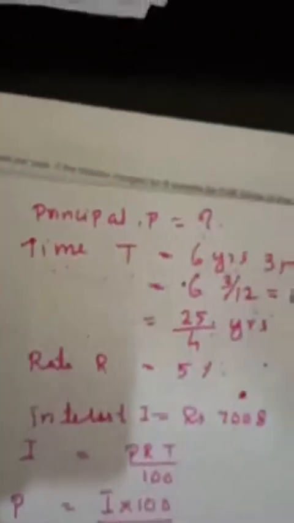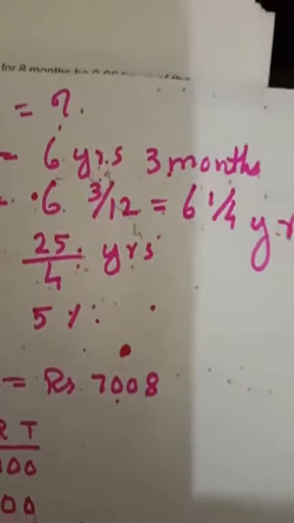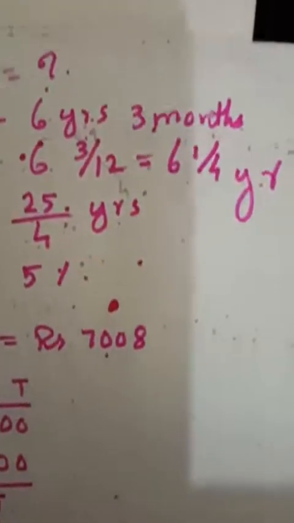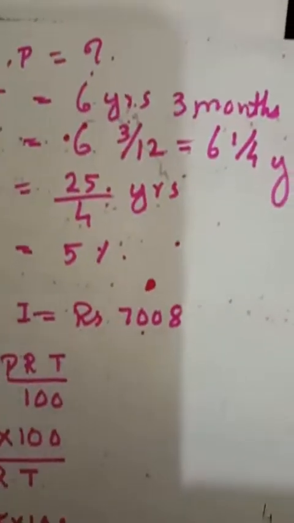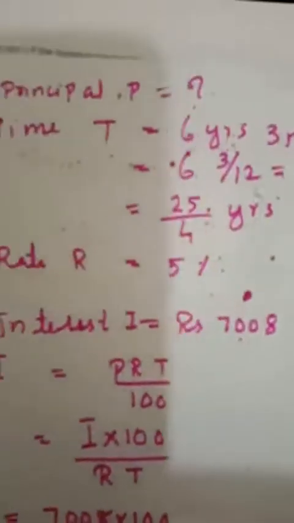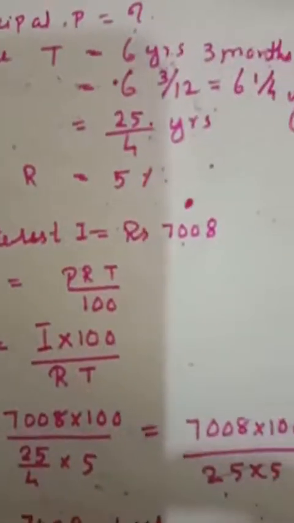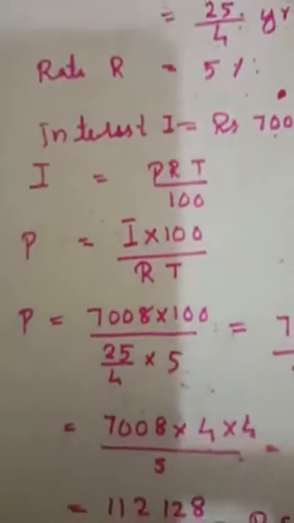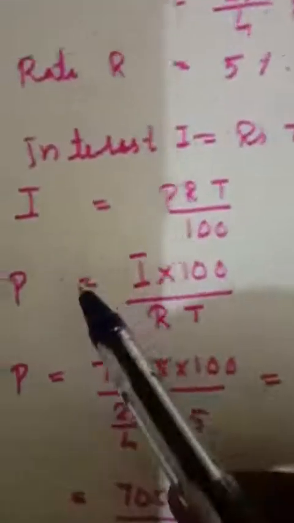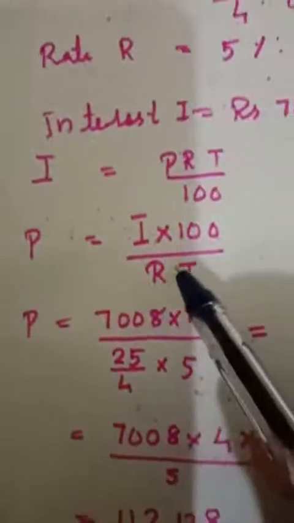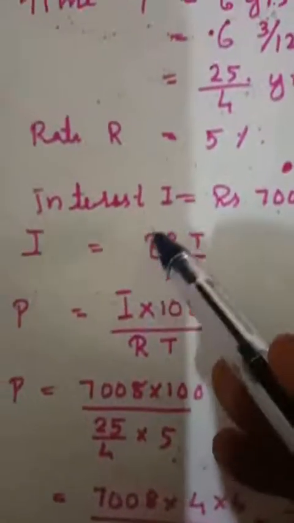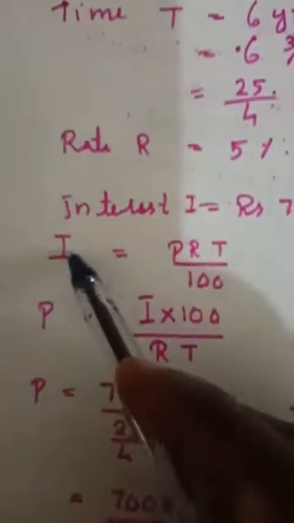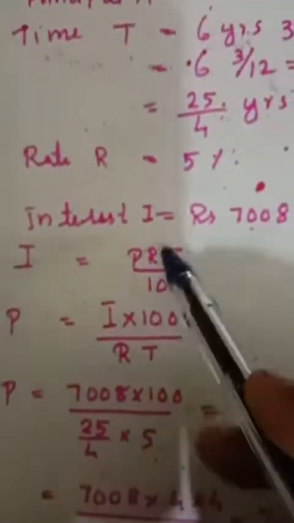So first, what to do? First we want to find the principal. Time period is given, 6 years 3 months. So 6 and 3 by 12, because we want to convert 3 months into years. There are 12 months in a year. So 6 1 by 4 years equals 25 by 4 years. Now rate is 5, interest is 7008, and we want to find the principal. One formula is there: principal P is equal to 100 I by RT. How do we get 100 I by RT? Because interest is equal to PRT by 100. You want to find P, so 100 moves to the opposite side, to the numerator.